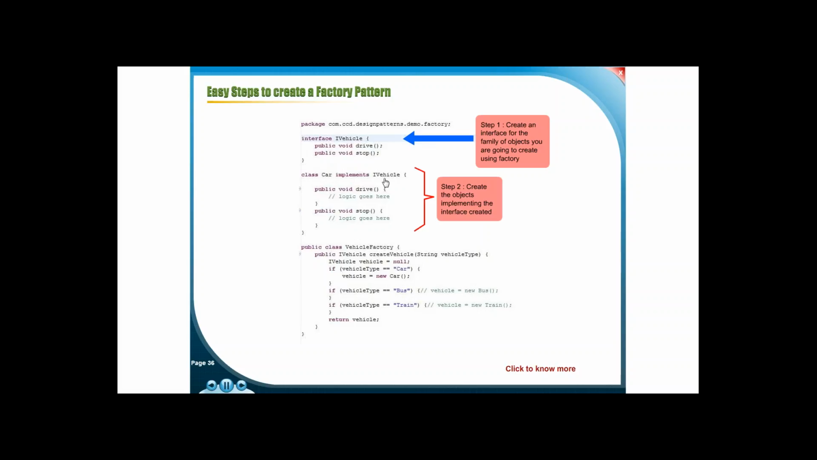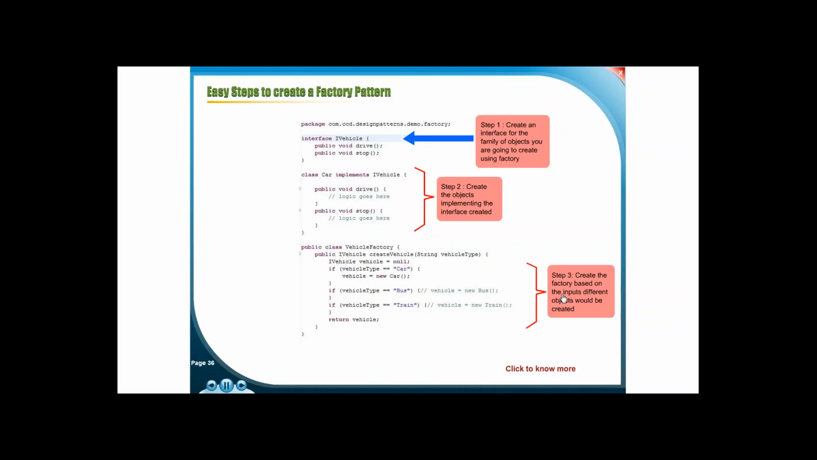So here, step one, we created an interface for the family of objects you are going to create using the factory. Then two, create the object implementing the interfaces created. So here you need to write your class and it should implement the interface. And in your class you are going to provide the code for driving and stopping. Then you can see there is a vehicle factory. So step three.